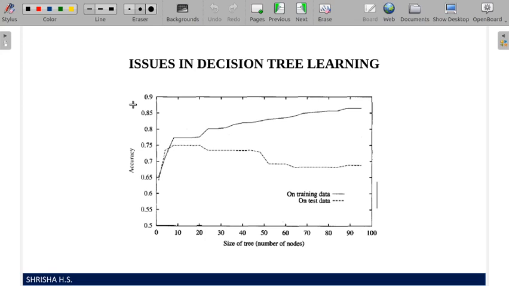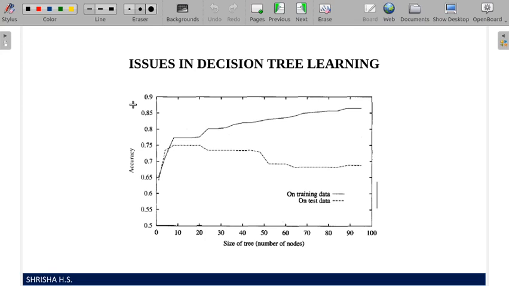But as the size of the tree grows, it tends to overfit the data, and on test data, meaning new instances which are not involved in the training, the accuracy remains the same or starts decreasing. It will not grow. This is an illustration that the accuracy of the prediction on new data either stays the same or decreases as the hypothesis, in this case the size of the tree, becomes more fine tuned.